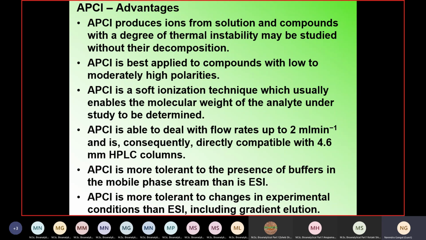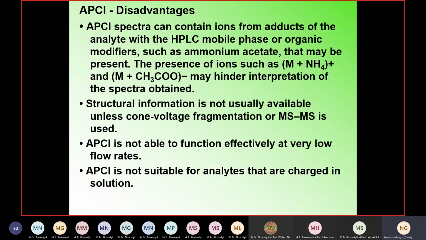Now if this gradient elution is there, then ESI has got issues. ESI is electrospray ionization, which we are going to study in the next lecture. APCI is more tolerant to these changes, so there is no problem with APCI when it is a gradient elution. It has got some disadvantages also. APCI spectra can contain ions from adducts. Since a large quantity of solvent is there and buffer also is there, it will always have adducts.